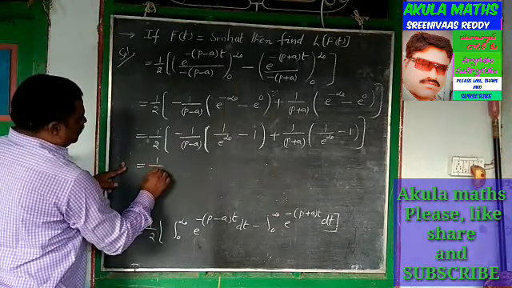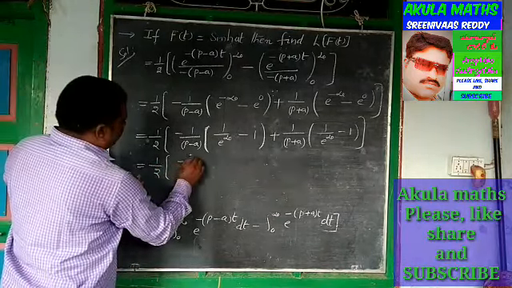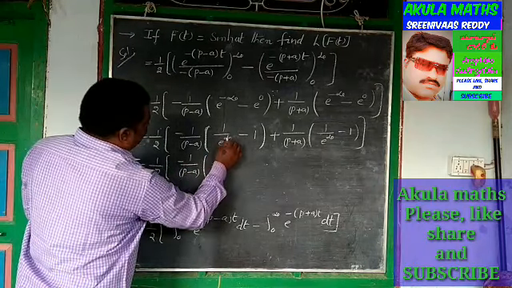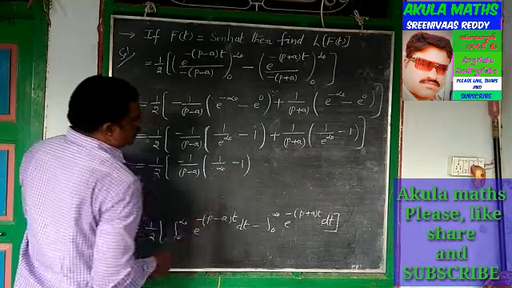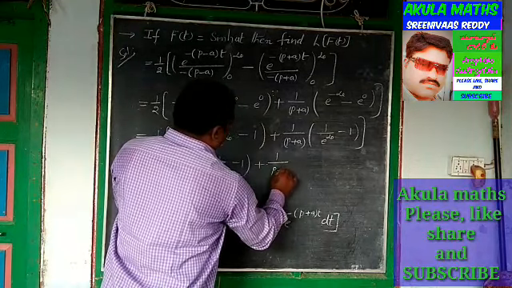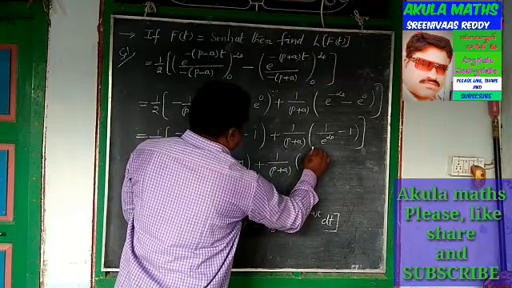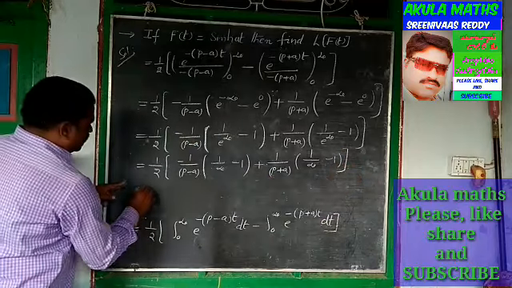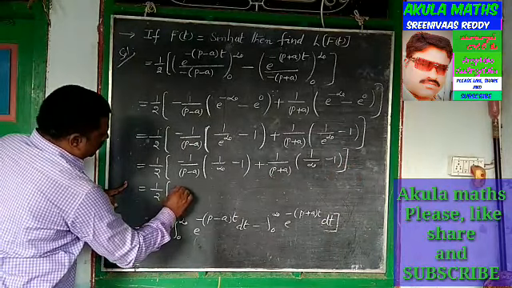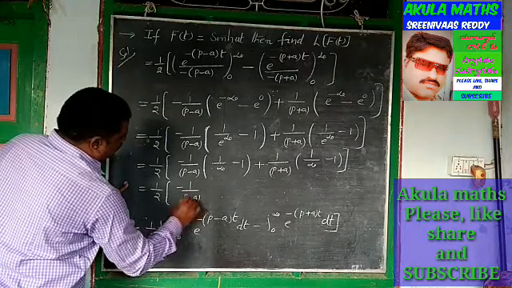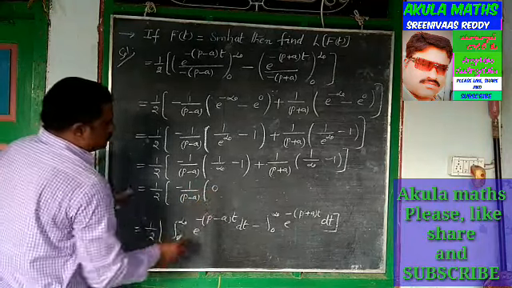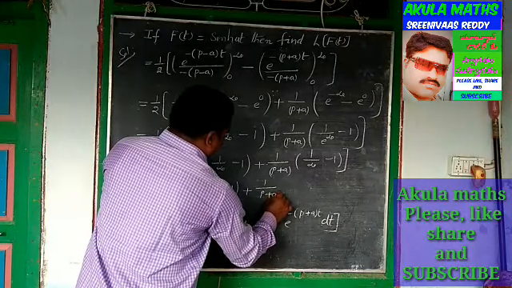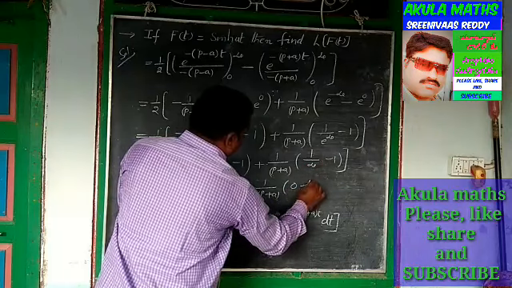So that is equal to 1 by 2 into minus of 1 by p minus a. 1 by e power infinity is infinity minus 1, plus 1 by p plus a, 1 by e power infinity means infinity minus 1. So that is equal to 1 by 2 into minus of 1 by p minus a. 1 by infinity is 0 minus 1, plus 1 by p plus a, 1 by infinity is 0 minus 1.